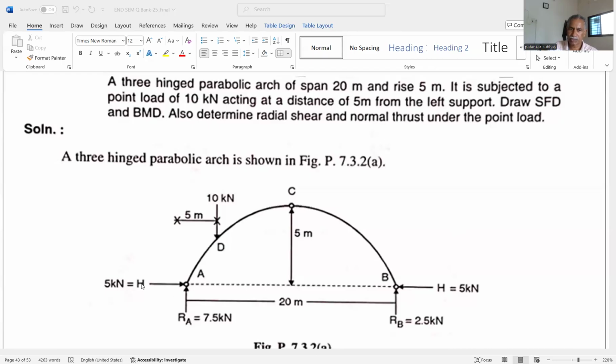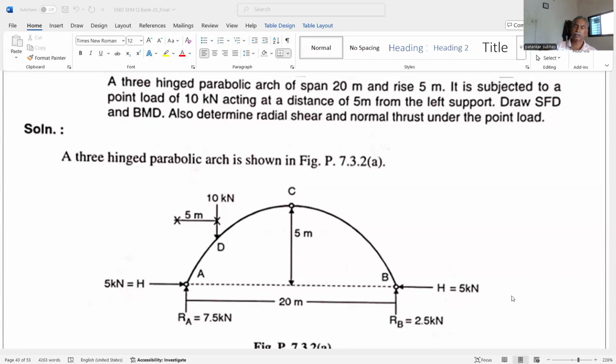Then we can take the moment at point A. HB multiplied by 0, because it passes through the same point. HA also passes through the same point and RA also passes through the same point. That's why the moment of these three will be 0. The moment of RB, that is RB multiplied by 20 in anti-clockwise direction, and 10 multiplied by 5 in clockwise direction is equal to 0. In this way we get the value of RB, that is 2.5. And when we put RA plus RB is equal to 10, we get the value of RA is equal to 7.5.